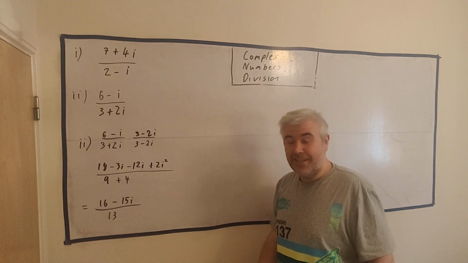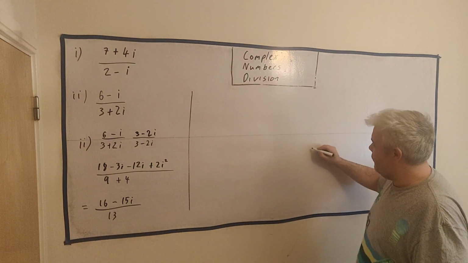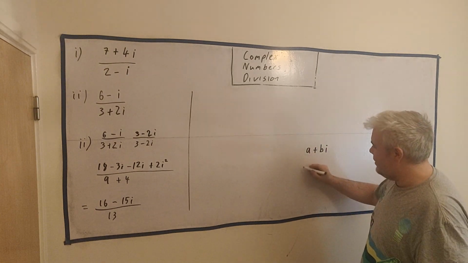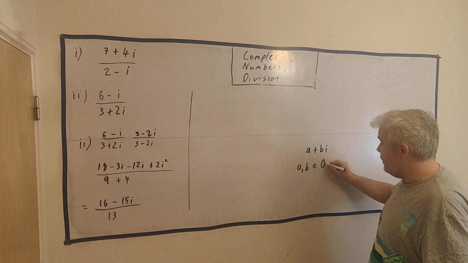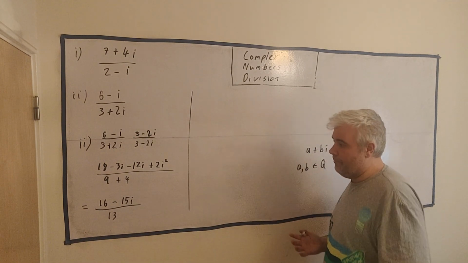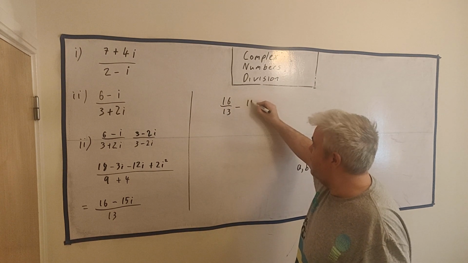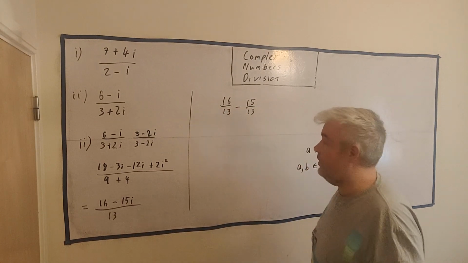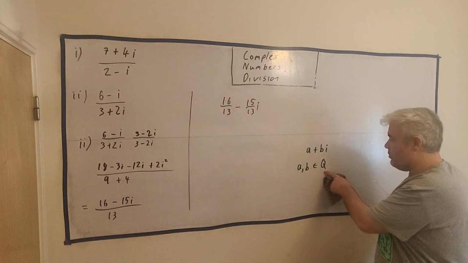This is okay as your final answer, but often they do ask you to write your answer in the form of a plus bi, where a and b are elements of maybe Q, often in this case. Remember what Q is, that's just a fraction. So in this case it's 16 over 13 minus 15 over 13, because of course 13 can divide into both of them as well, it's just not evenly. Sorry, 15 over 39. That's our final answer.